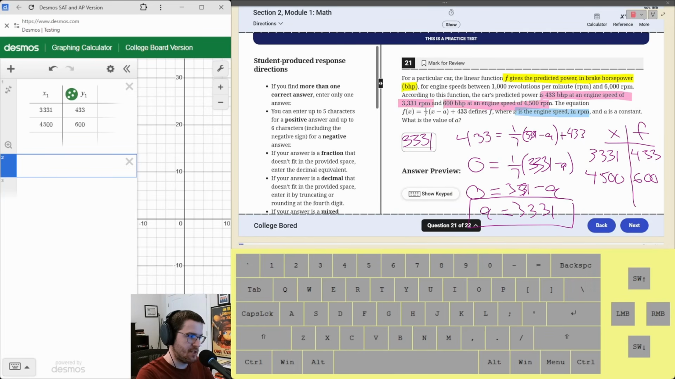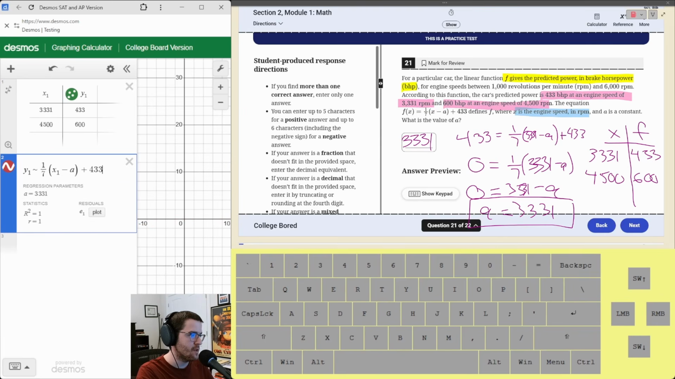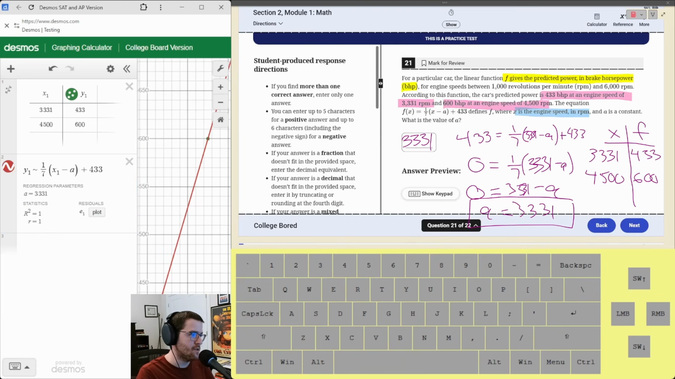Okay, so instead of clicking on this button, I'm going to regress it the way they did in the question. So instead of f of x, we'll put y, which in regression speak is y1. Instead of equals, we put tilde. Then we put 1/7, instead of x, we put x1 minus a plus 433. And looks good. Goes through perfectly. Tells us a is 3331. Again, I think the hardest part was just figuring out what was x and what was y.